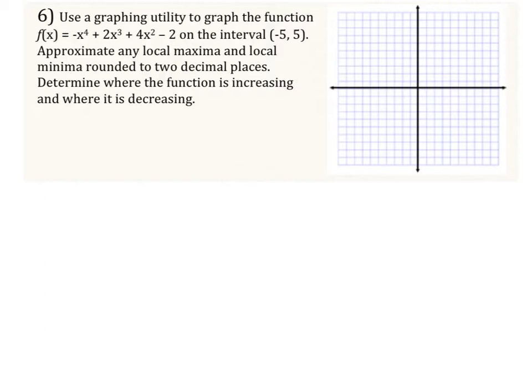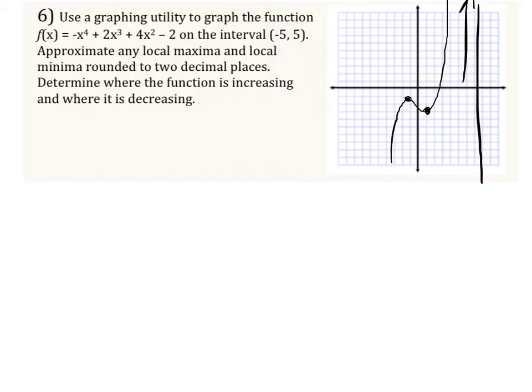Okay, so right now I'm seeing it look like something like this and like that on my screen. So you should be, if you go to window, your x min should be -5, your x max should be 5, and your y min should be -5, y max should be 5. We want to approximate any local max and local min rounded to 2 decimals. So I'm going to find this guy, and it's hard to tell, but right up there in between those two lines is a local max. So we'll do all three.